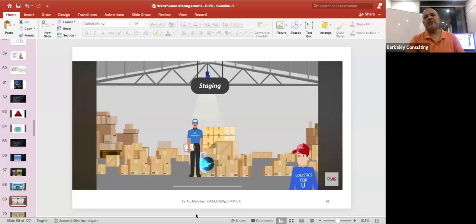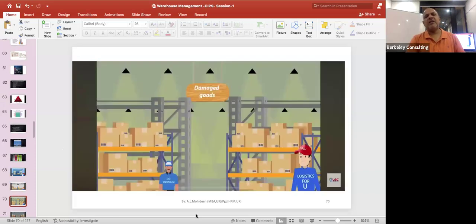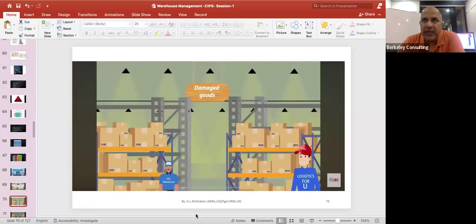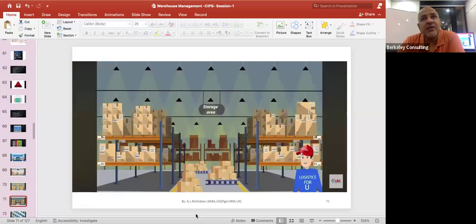Staging. Once you received, you are going to stage them. And then damaged goods you have to separate. In the staging area, you have to check whether things are already according to standard, or if there are any damages or anything, you have to sort them and keep them in the damaged goods area. Right? And then you have to keep them in the right place, according to the storage conditions, things to be there stored. Right? First in, first out, you should be there.